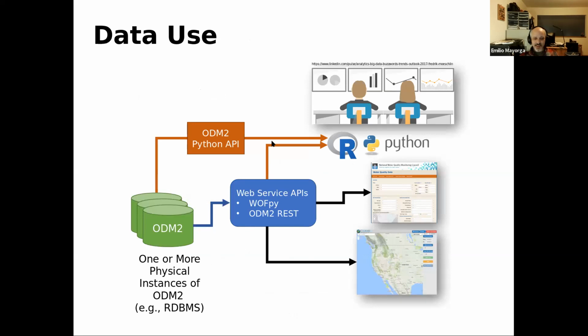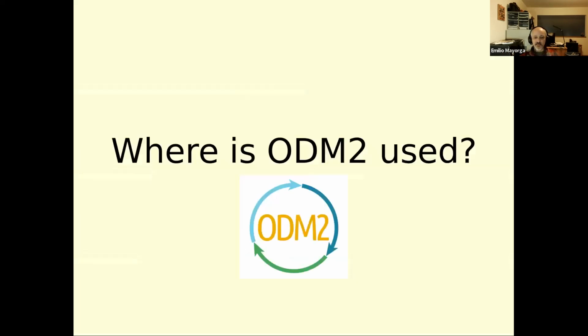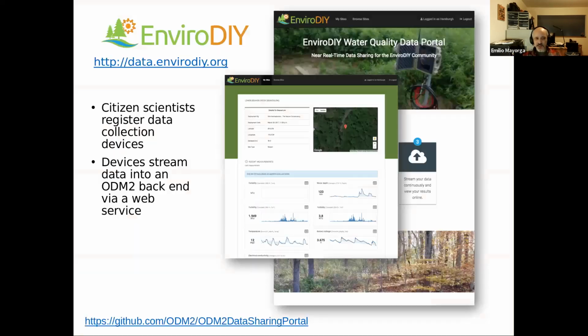Once you have the data nicely stored in ODM2, the mechanisms for accessing it include this ODM2 API and web service APIs that we developed, again, with different levels of maturity. Where is ODM2 used? And this may be out of date, by the way. These slides were created a couple of years ago.